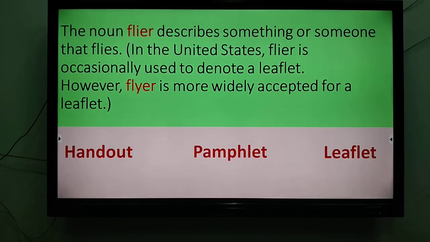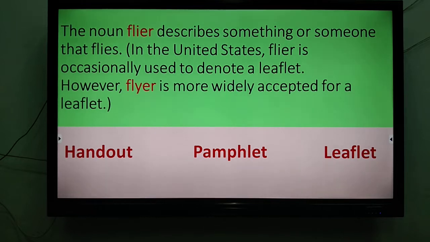Now today I want to tell you something about flyers. There are two spellings of flyers, F-L-I-E-R. This describes something or someone who flies in a plane, okay? Something that flies and someone who flies. But in the US or American English, F-L-I-E-R is also used to denote a leaflet.